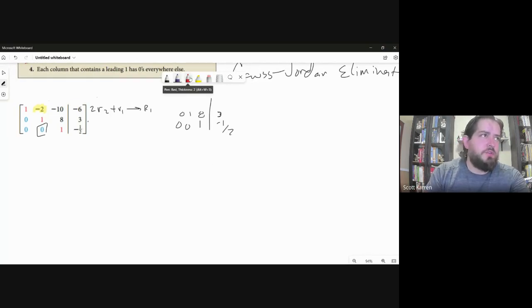But if I do the top, 2 row 2s plus row 1, well, 2 times 0 is 0. And if I add that to 1, that's 1. That's great because I need that 1 where it is. 2 times 1 is 2, plus -2 is 0, so that's 0. And then 2 times 8 is 16, plus 10 gives me +6. And then 2 times 3 is 6, add -6 gives me 0.